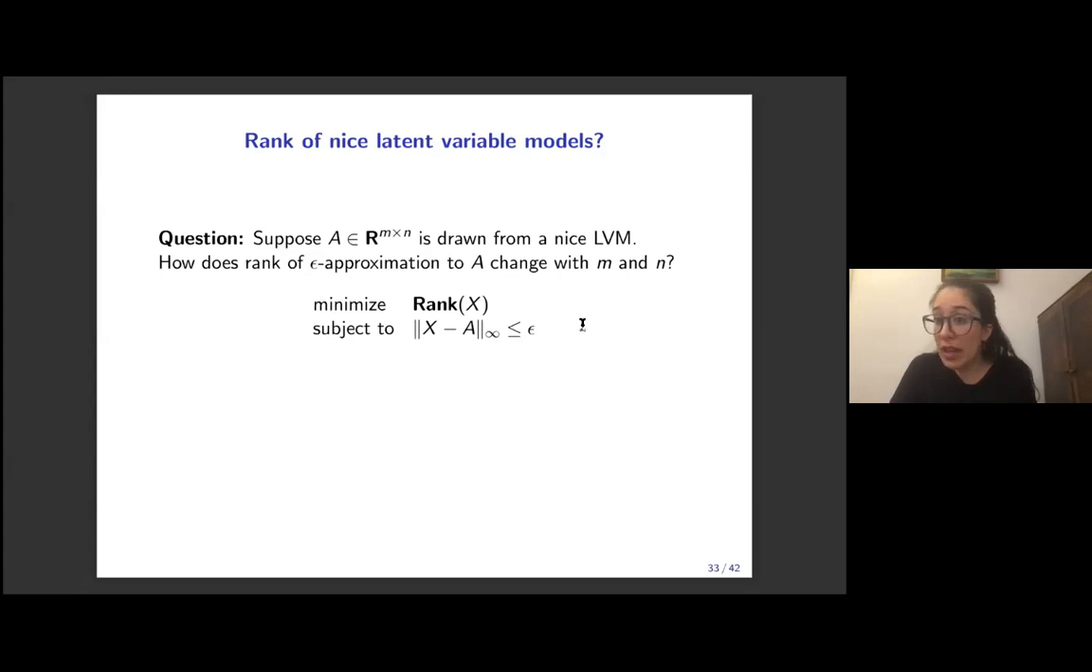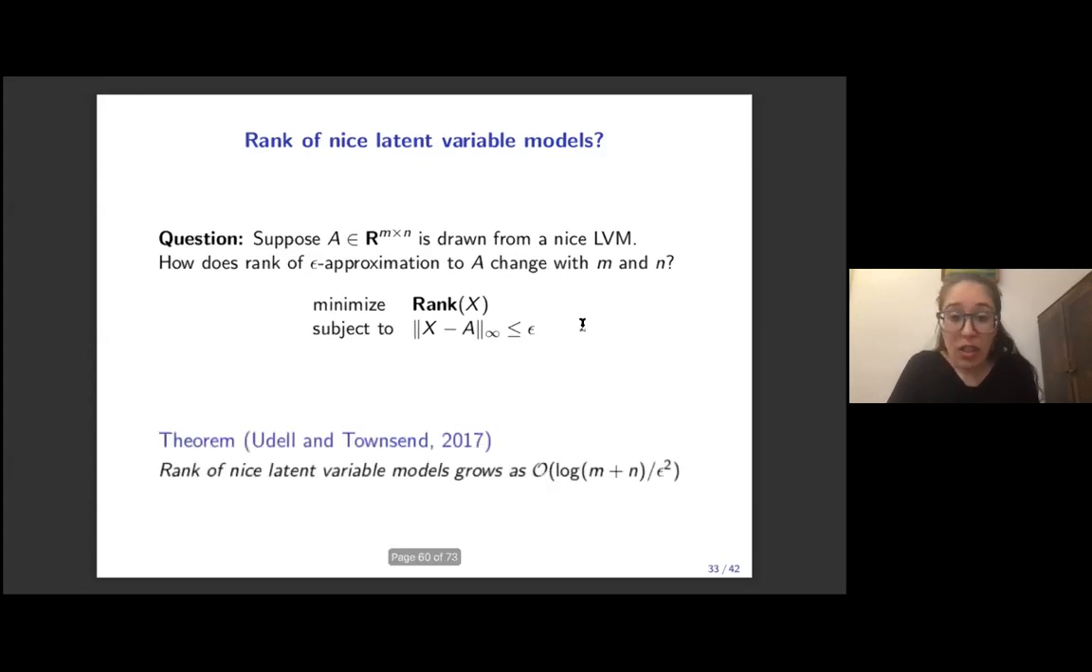How low a rank should I expect to be able to find? The answer is that the rank I need should grow as log of the number of rows plus number of columns, divided by epsilon squared. So what does this mean? If I want a really, really accurate approximation, low rank models are not going to work very well, because I've got a 1 over epsilon squared.